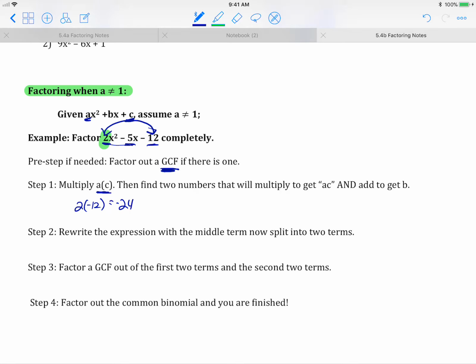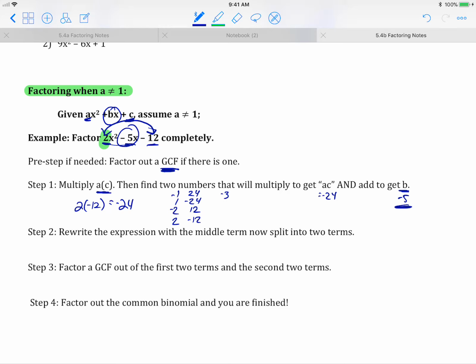Then I want you to find two numbers that will multiply to give you AC, whatever AC was, and here it was -24, and also add to give you B. Well, looking back at your problem, what is your B? It's -5. So let's go through our factors of -24, and we're looking for two numbers that will add to give us -5. And honestly, as soon as we come across it, we're going to circle it and move on, okay? So -1 and 24, +1 and -24, -2 and +12, +2 and -12. Still don't see anything that adds to give me -5.